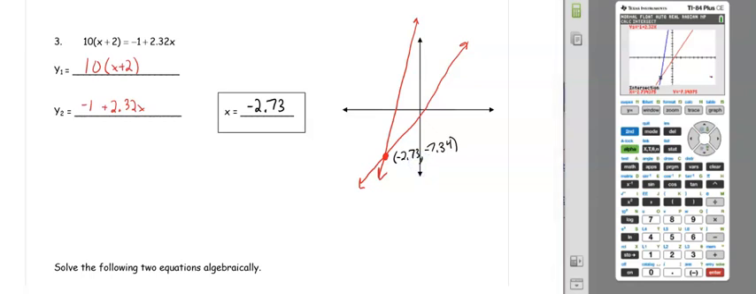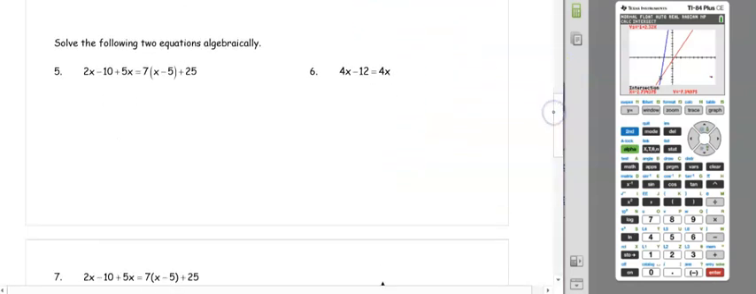Now remember, we also talked about special cases. So let's see what happens with special cases after we solve and graph. So first we're going to solve both equations by hand and then look at what their graphs look like. So in the first equation, we have 2x minus 10 plus 5x equals 7 times the quantity x minus 5 plus 25.